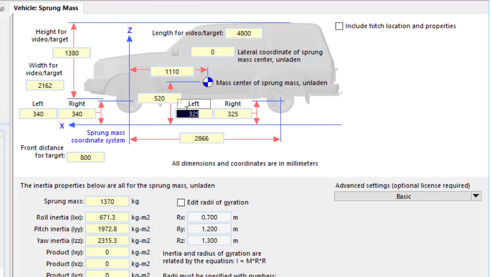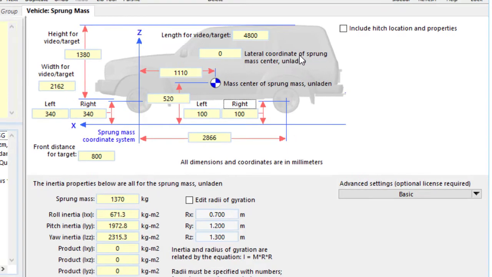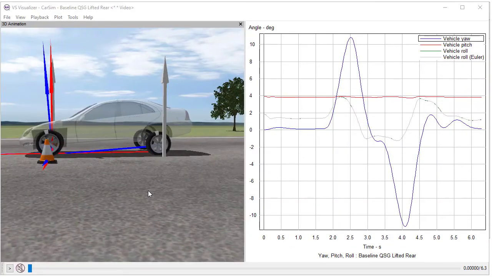Say I change these to 100. Now notice that that is the distance from the wheel to this line. That means I've lowered the wheels down relative to the sprung mass. Now I'm not going to push the ground down. The ground is fixed. So if I'm pushing the wheels down, the only way I can do that if I've got the same size tires is to lift the sprung mass up. And indeed, that's what happens.